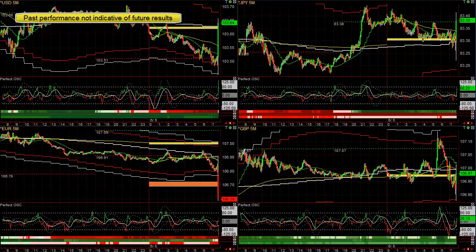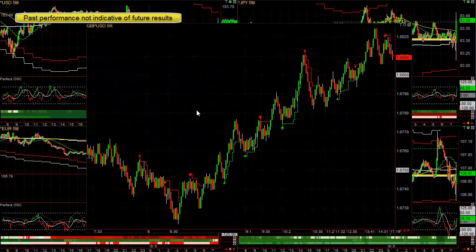Just to showcase some of the other signals. Here's the pound, sold here, small win, break even, win, loss, 25 pip win, nice win, 10 pip win, 5 pip win, loss, and then we're short right now.